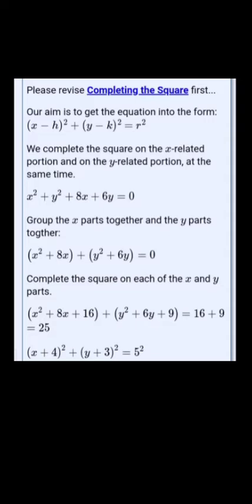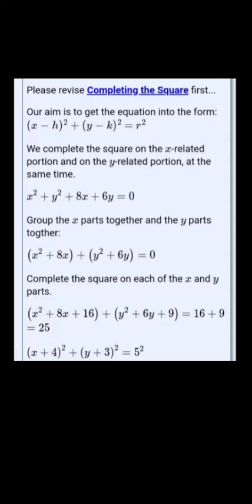After that, we are going to simplify the two parentheses. So x squared plus 8x plus 16 is also same as x plus 4 squared. And y squared plus 6y plus 9 is also the same as y plus 3 squared. And that is equal to 5 squared, or 25. Our equation now is in standard form. We can already determine the center and the radius of the circle.